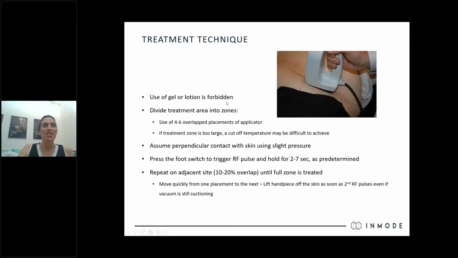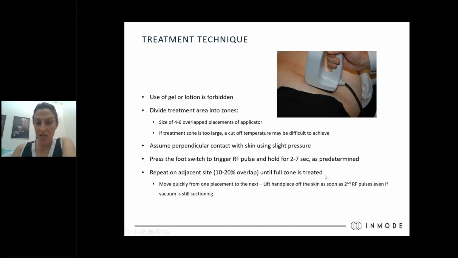Okay, unlike the Forma and the Plus, in this case, we are not allowed to use any gel, any lotions, any oil-based products, anything. Why? Because we have suction, we have vacuum applied here, okay? So if you use gel or anything like that, you will damage your applicator. So avoid that completely. As we said, we're dividing the treatment area into zones. So 4 to 6 times the size of the vacuum chamber for Body FX, 2 to 4 for Mini FX. We're assuming good contact of the applicator with the skin, and then pressing the pedal. Once vacuum is achieved, then RF will be automatically emitted.